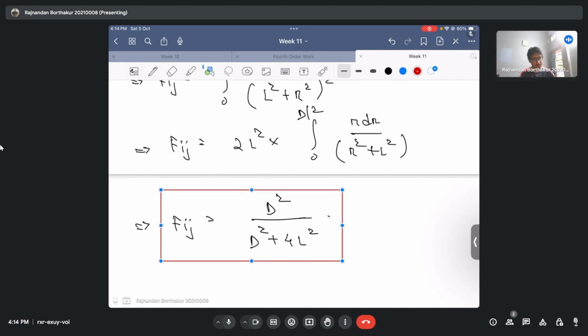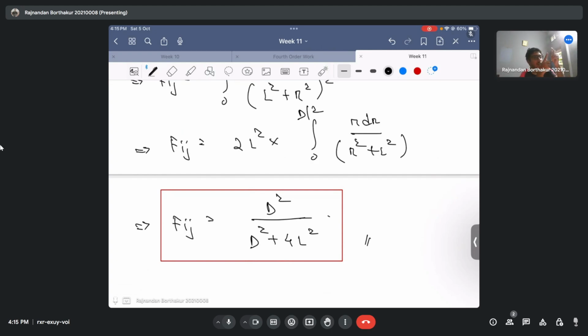So I hope the problem is clear. This is one of the most fundamental problems on view factor, where there is a differential area dAi, and it is emitting radiation. And the radiosity that is leaving surface i is intercepted by a disk, which is parallel to surface i, but instead of being a differential area, it now has a finite area. Just because it has a finite area, we need to do the analysis for a small strip.